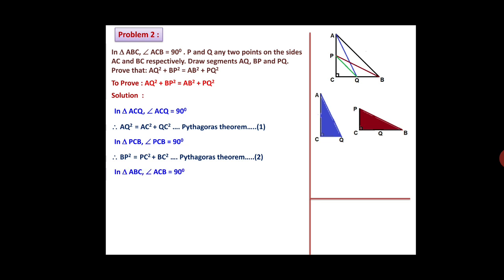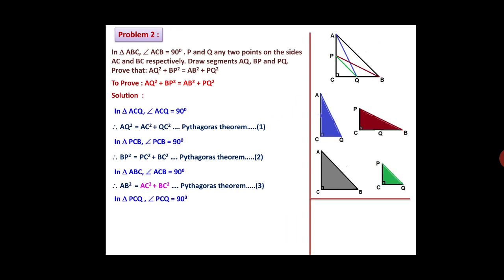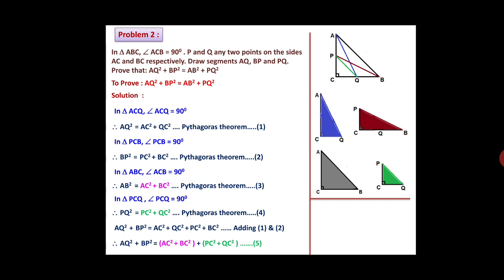Second equation. Now on the right hand side I will consider triangle ABC. Angle C is 90. Therefore by using Pythagoras theorem you can write AB square is equal to AC square plus BC square, equation 3. Then the last one, in triangle PCQ, angle C is equal to 90. Therefore, you can write PQ square is equal to PC square plus QC square. So, friends, now adding 1 and 2, you will get AQ square plus BP square is equal to AC square plus QC square plus PC square plus BC square. Left hand side and right hand side we have added. But we know that again we will just rearrange the terms.